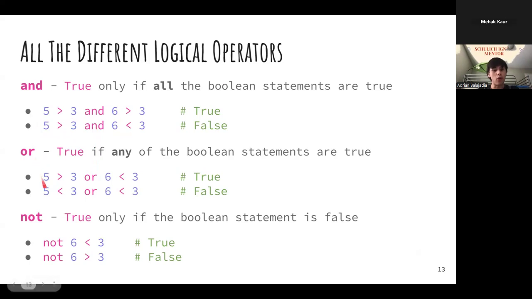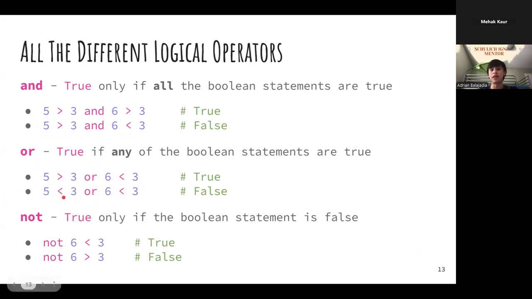Same thing here for or: 5 is greater than 3 or 6 is greater than 3. That's also true. But 5 is less than 3, that's false, or 6 is less than 3, that's also false, because both statements are false.